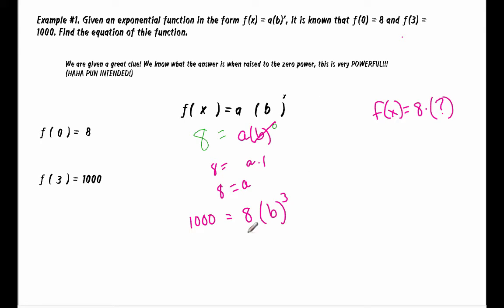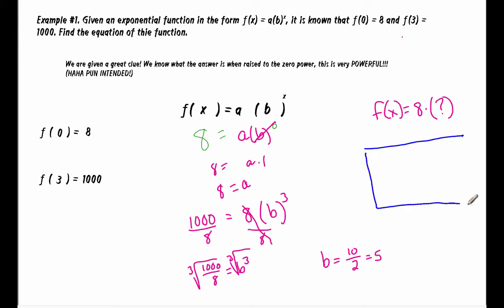I'm going to divide both sides by 8. And I'm actually not going to divide 1,000 by 8 because I see something that's really nifty here. I see 1,000, I see 8, and I'm left with b cubed, meaning the only way to get rid of a cube would be to cube root, and I thought ahead because 1,000 and 8 are both perfect cubes. So the cube root of 1,000 is 10, and the cube root of 8 is 2, so the base must have been 5. So if I'm going to rewrite this equation now, I have all my clues. This exponential function has a principal of 8, a base of 5, raised to the x power.